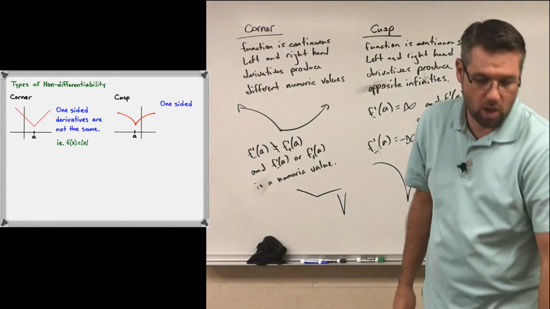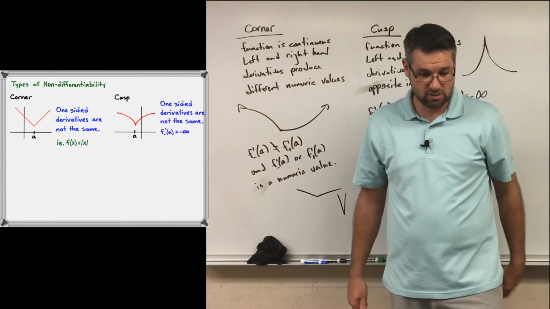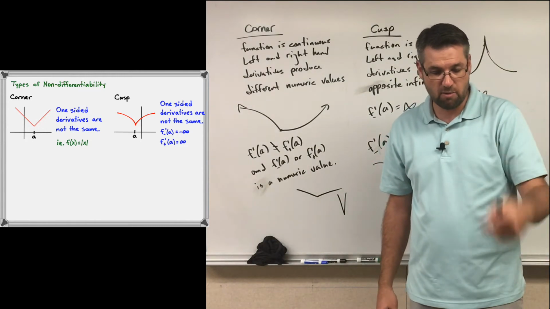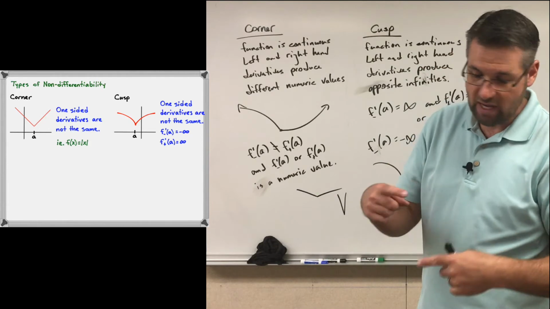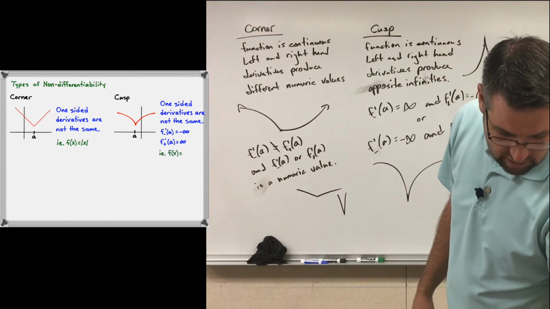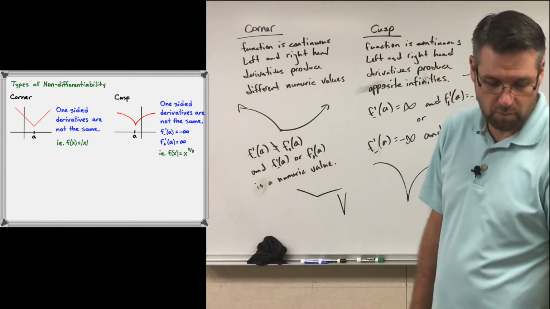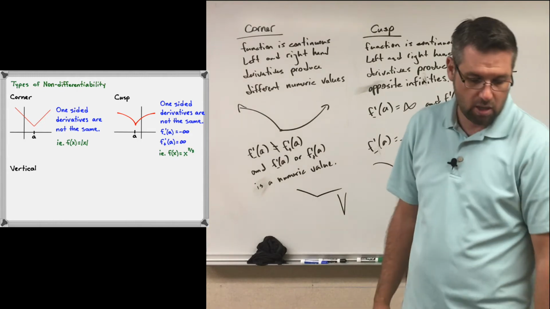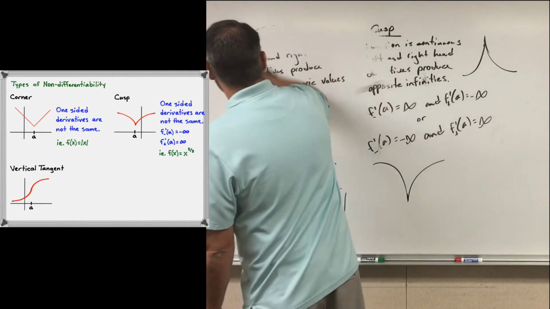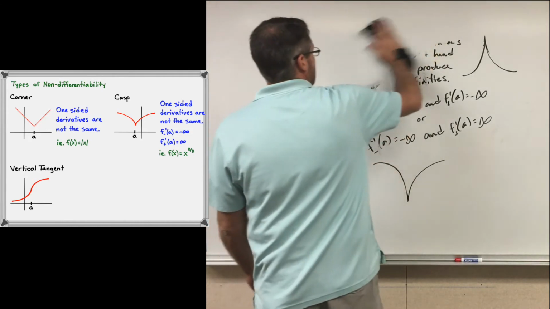We would say that the one-sided derivatives are opposite infinities. So f prime of A is negative infinity from the left, and f prime of A from the right is positive infinity, or vice versa. The bottom line is that they're different infinities. An example of that is f of x equals x to the 2/3. If you put that in your calculator, you can see an example of a cusp. The last type is very simple; we've kind of already talked about that one.